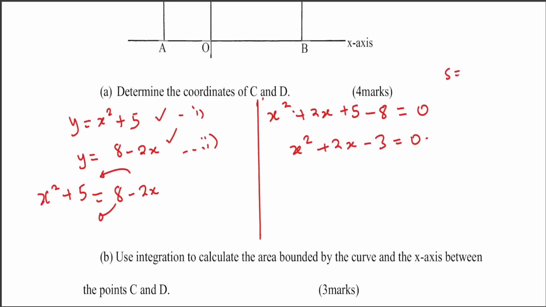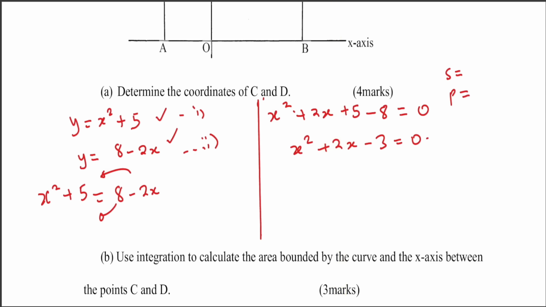Now decide for sum and product. Your sum is 2, and your product is negative 3. So there are two numbers that if I add gives me positive 2, and if I multiply gives me negative 3. So which are those two numbers? The factor combinations of 3 are just 1 and 3. Basically you have 1 and negative 3, and you have negative 1 and 3. So which ones, if you add, give you 2? That is negative 1 and 3.